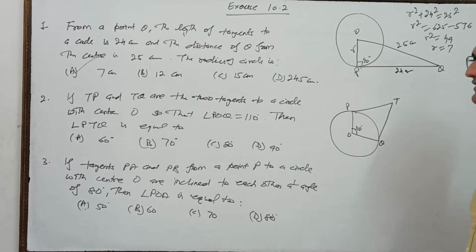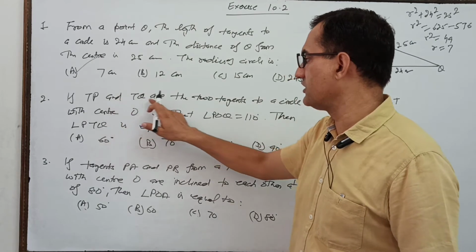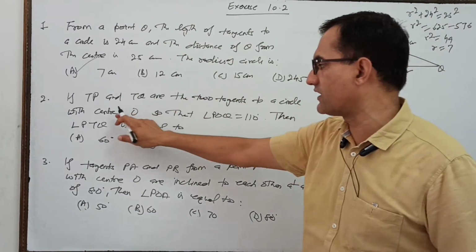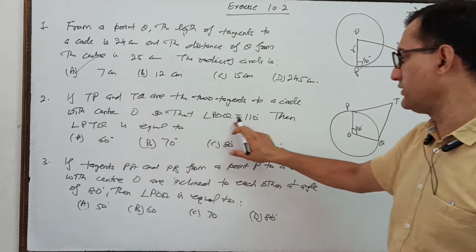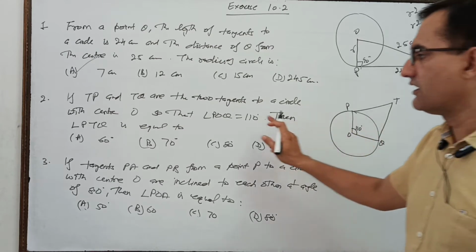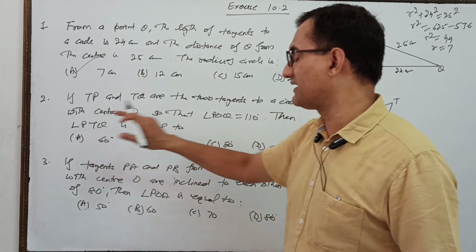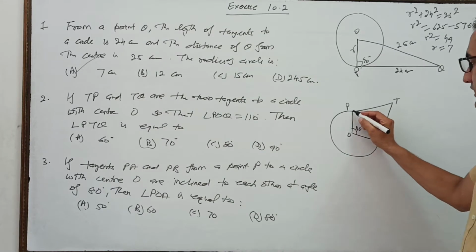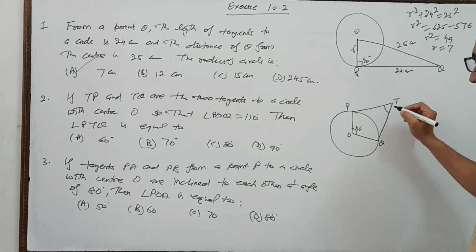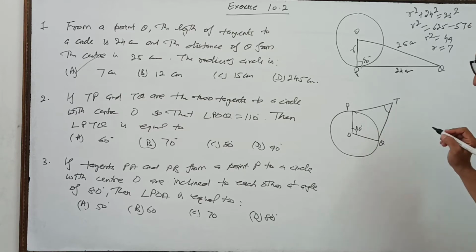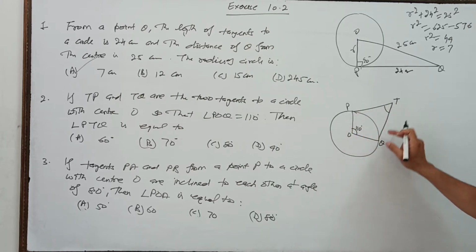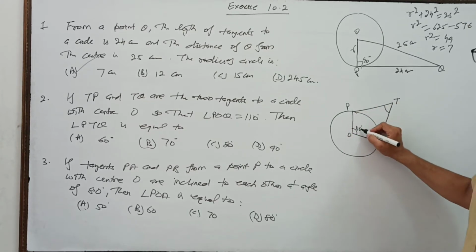Okay. Now let's proceed to the second. If TP and TQ are two tangents to the circle with center O, so that angle POQ is 110. POQ, this angle is 110. Then you have to find angle PTQ. ये एंगल आपको फाइंड आउट करना है। अब देखिए भाई, OPTQ is a quadrilateral. This angle is 110.